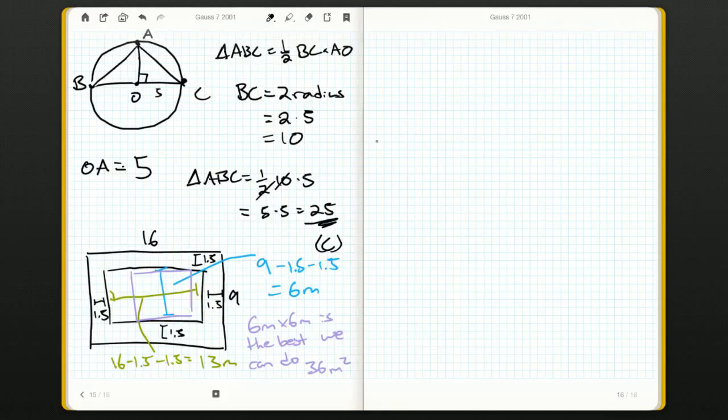And I hope that's one of the answers. It is. It's C. So that gives us an answer of C.